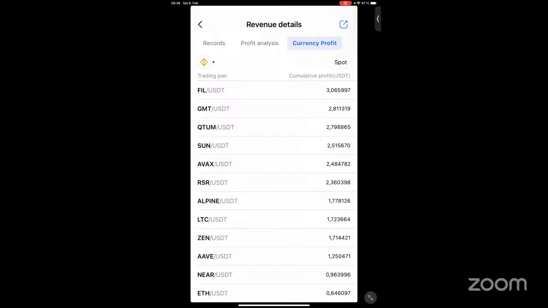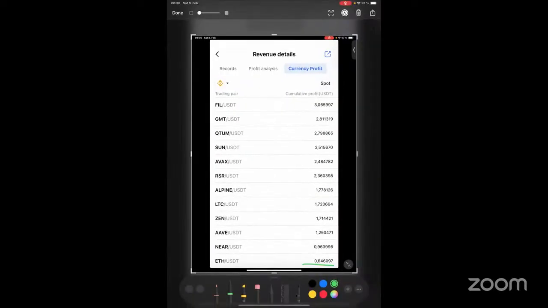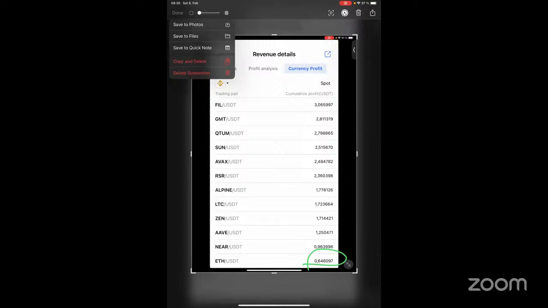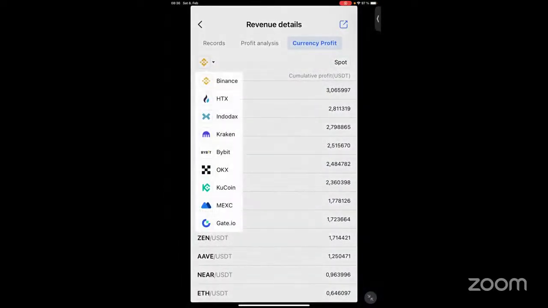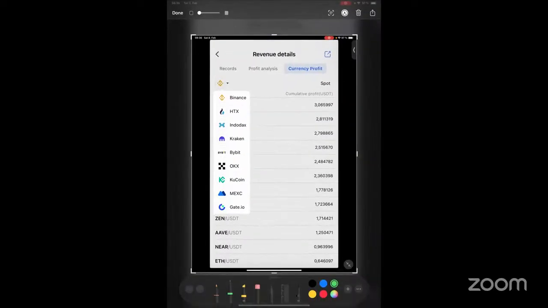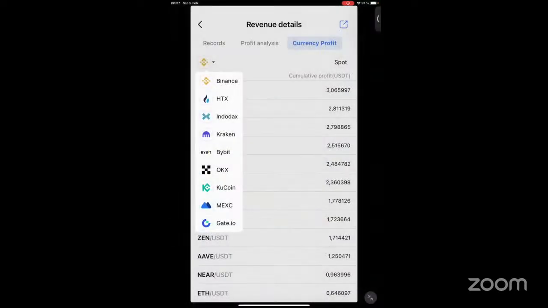So just look, even if you make the smallest profit, they'll show it for you to know that, okay, I traded this coin before and this is what I made from it. So yes, that is it with the currency profit. Since there is a drop down arrow, it tells you the rest of the exchanges are also there. So you just tap on the appropriate one that you are using to get your desired results.